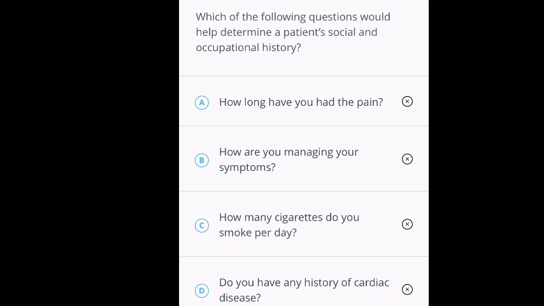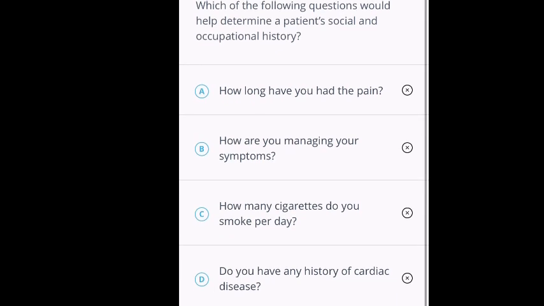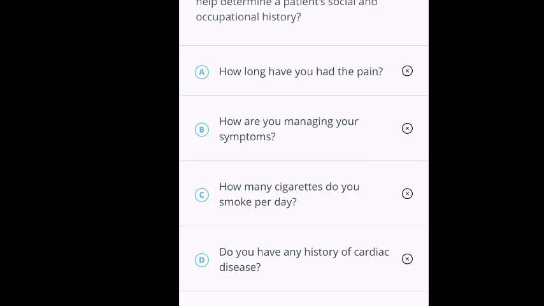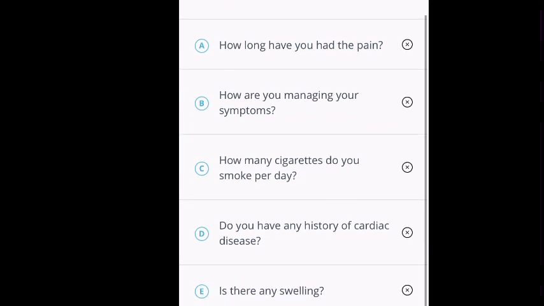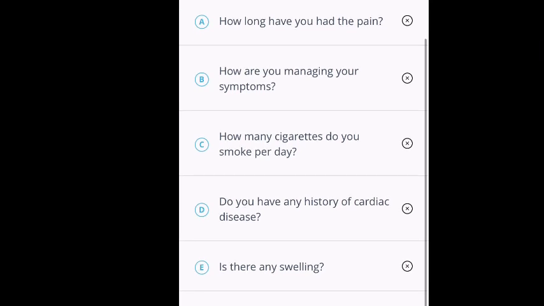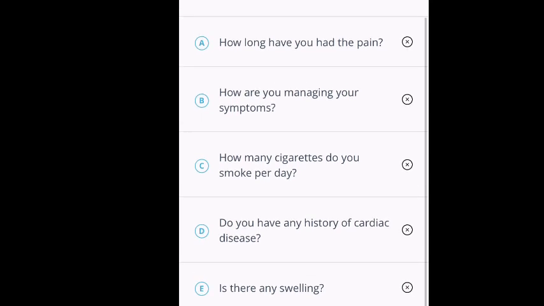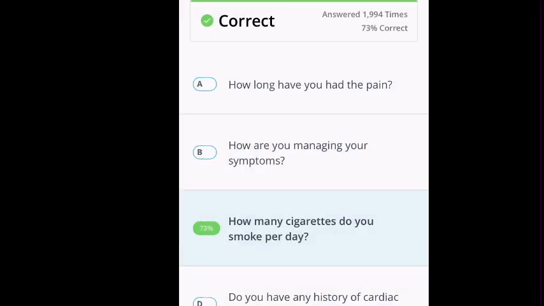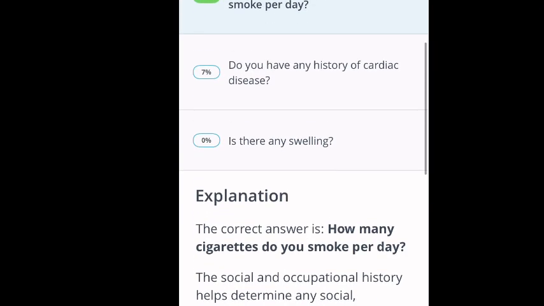Which of the following questions would help determine a patient's social and occupational history? How long have you had the pain? How are you managing the symptoms? How many cigarettes do you smoke per day? Do you have any history of cardiac disease? Or is there any swelling? The correct answer is how many cigarettes do you smoke per day?